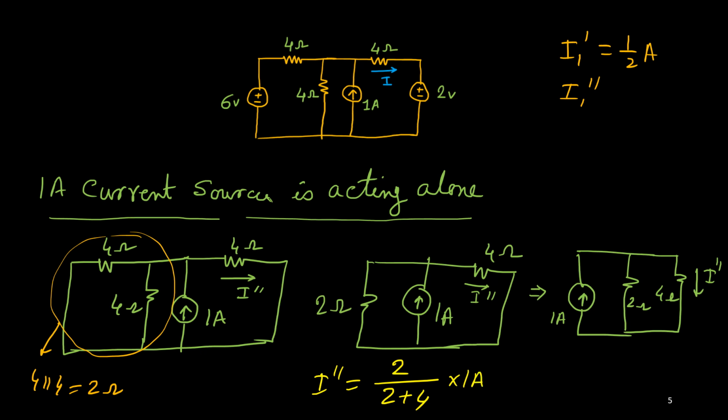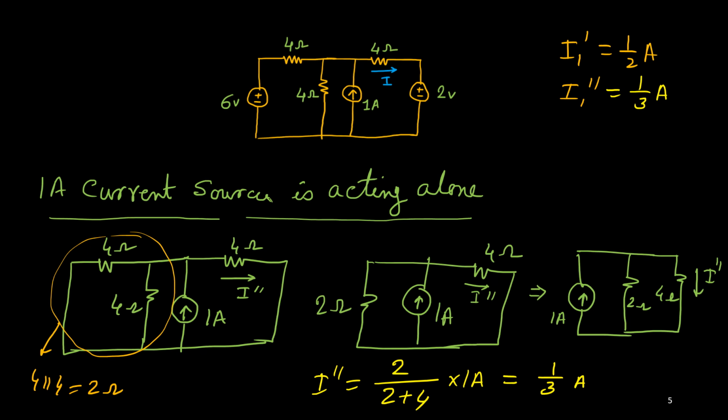So this thing we have discussed in detail in my previous lectures. Please go through the lectures if you have some confusion. So that will give you 2 upon 6, means 1 upon 3 ampere. So I double prime is 1 upon 3 ampere. So 1 upon 2 ampere is the I prime, I double prime is 1 upon 3 ampere.